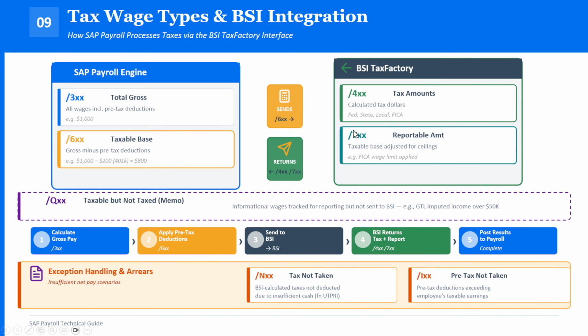And so previously we talked about the technical SAP wage types, and you have /3s, /4s, /6s, and /7s. Each of these has a purpose over here. So within the SAP payroll engine, we'll already have the /3s and /6s in there. The difference being that this will be all wages, and this includes any pre-tax deductions. Then you'll have the gross minus pre-tax deductions.